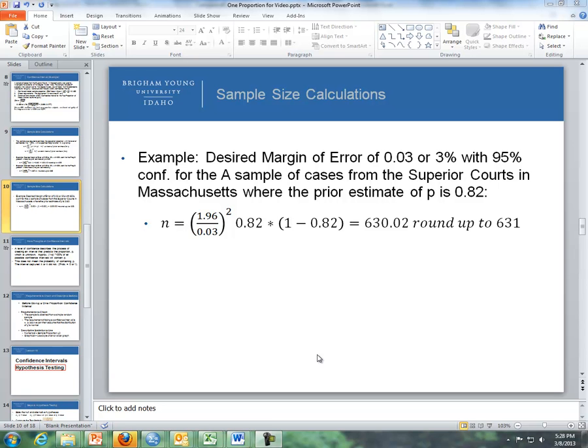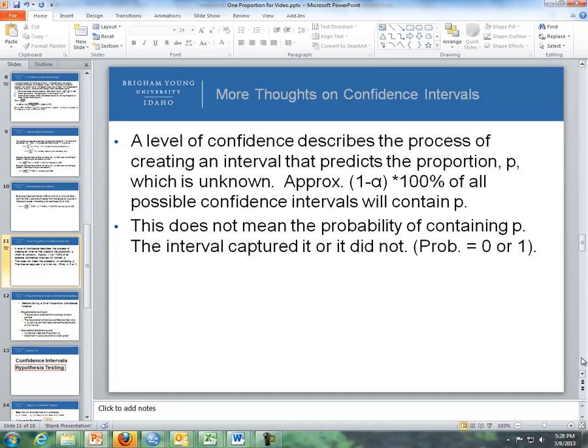And where we last left off was the sample size calculations for a confidence interval. So the next item is just a couple more items when it comes to dealing with confidence intervals.